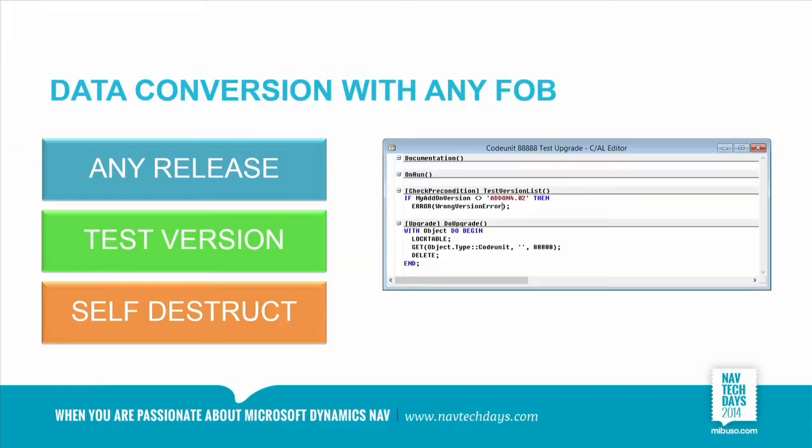If you run the preconditions, make sure that you check the version and that you don't start applying upgrade code units to the wrong version. And make sure that your upgrade code unit is self-destructing. I tested this. It works. So if you apply an FOB file and you ship an upgrade code unit, you can basically delete the code unit afterwards, so that you don't run into the situation that by accident, if you ship the next FOB, you start running the wrong upgrade code units.